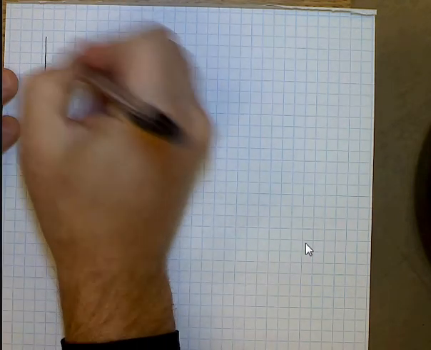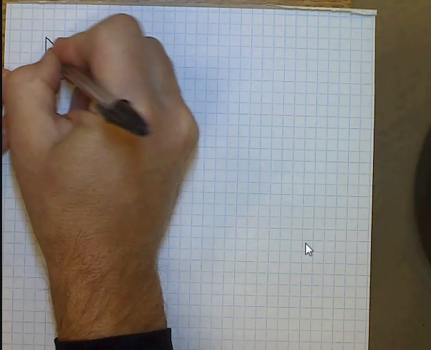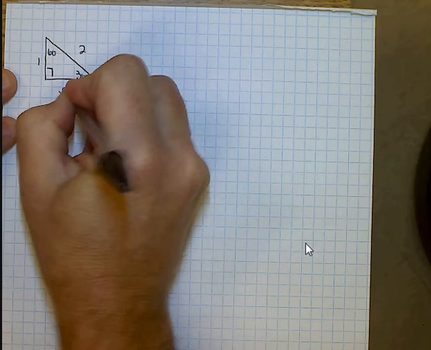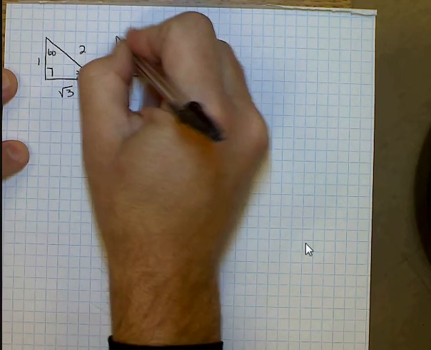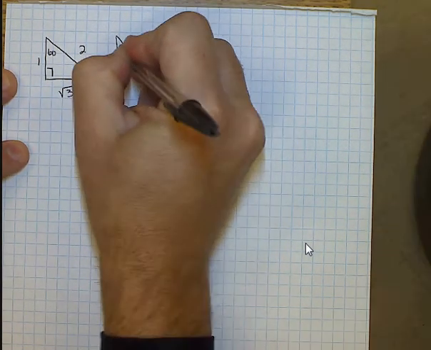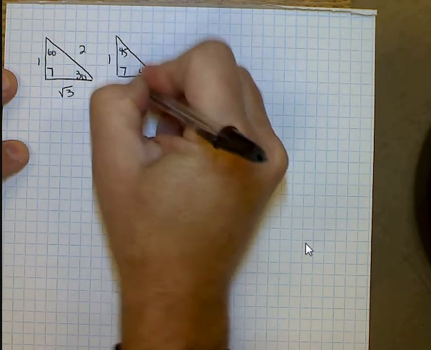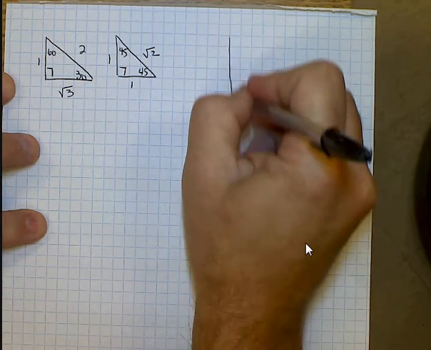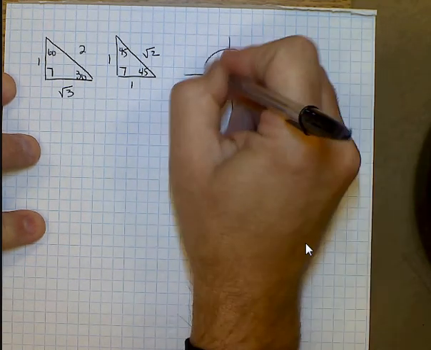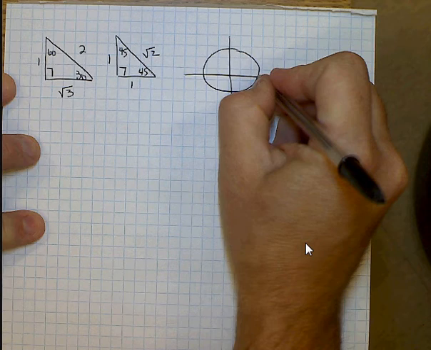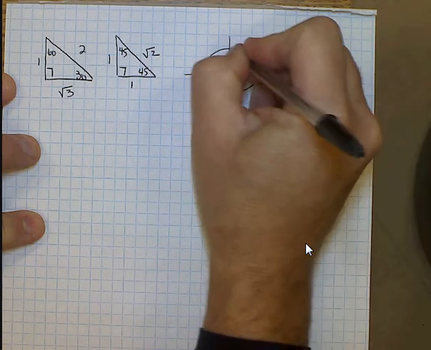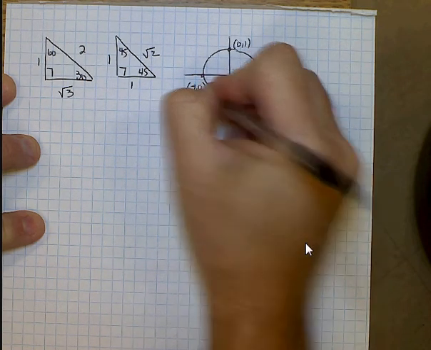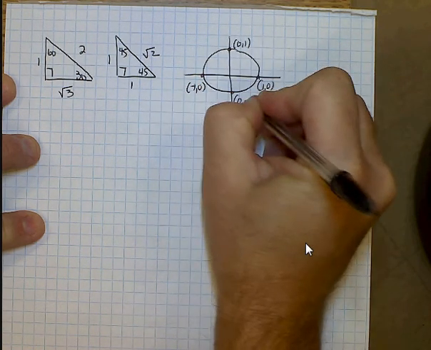I told you two special right triangles: a 30, 60, 90. Ratios are 1, 2, square root of 3. A 45, 45, 90: 1, 1, square root of 2. All right, then we have our unit circle. The important parts are going to be the coordinates of the points: 1, 0, 0, 1, negative 1, 0, 0, negative 1.